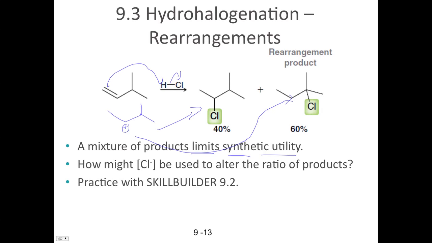But if you have a reaction where you have multiple isomers, it's going to be hard to suss out what you really want and how to get that. So that's the kind of thing that you want to really look at.